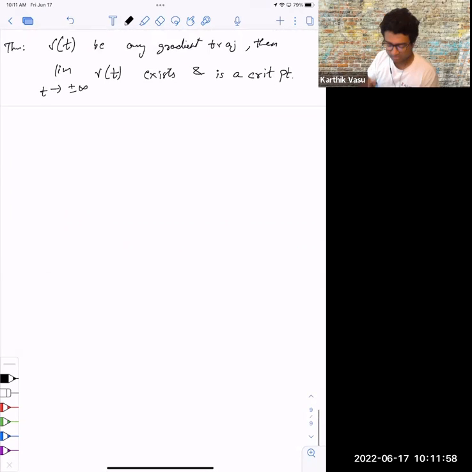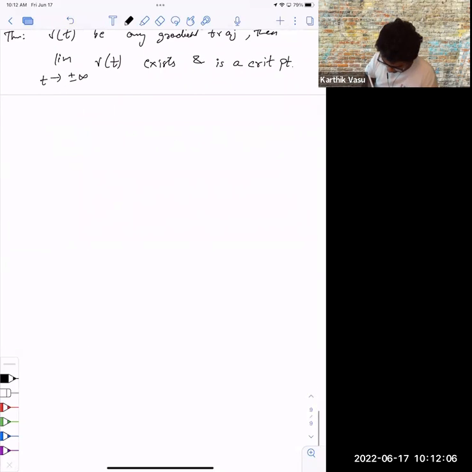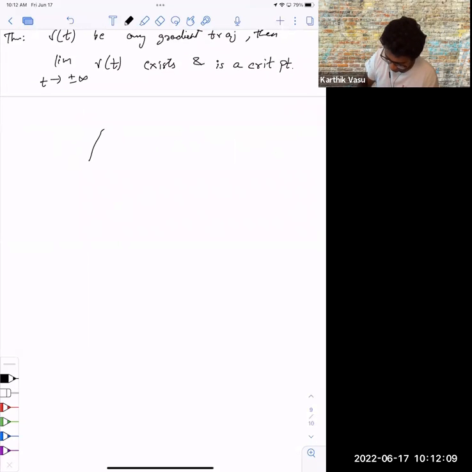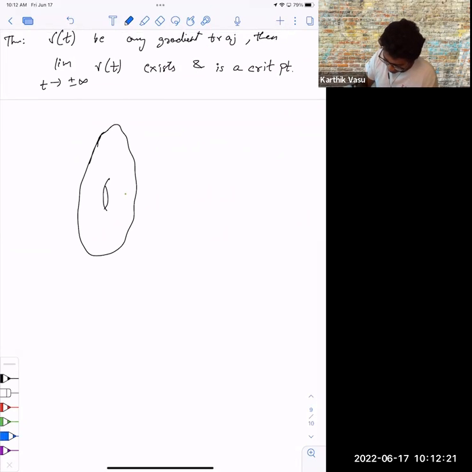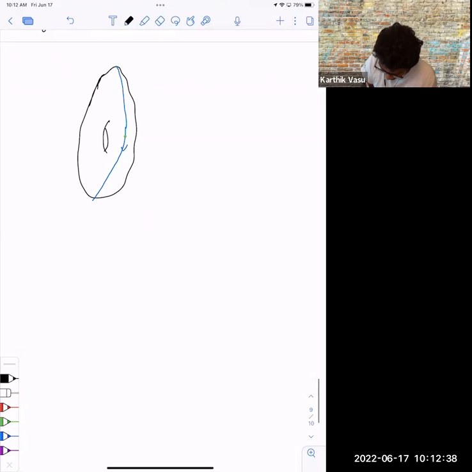Now since they always start and end at critical points, given any random point, there will be some gradient flow going through it. I can ask, where does this gradient flow start and end? Because there's a unique one, I can always do that, and this exists for infinite time. So you can always ask what's the source of this gradient flow and what's the sink. That will be called stable and unstable manifolds.